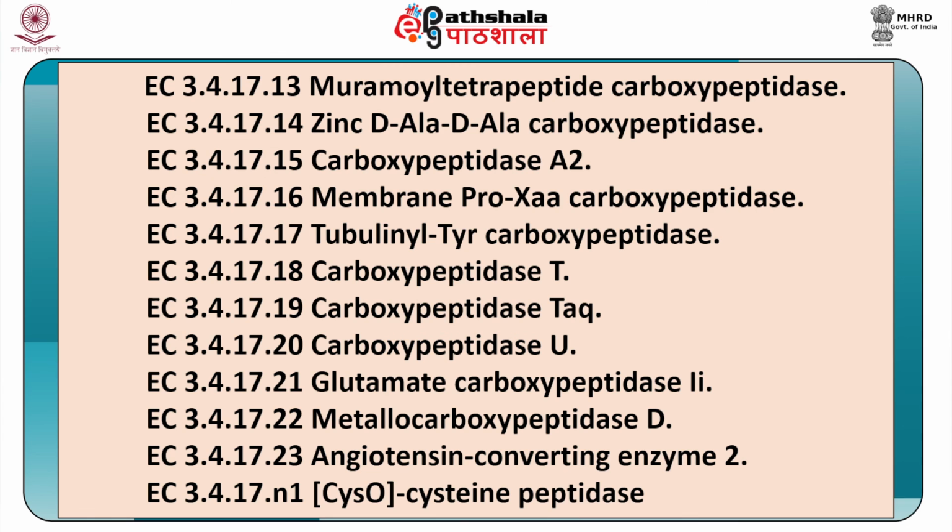Tables here illustrate the meaning of the 4th digit in this 4-digit nomenclature, which is given by IUBMB. So EC3, again we learnt hydrolases, EC3.4, if it is peptide hydrolases, EC3.4.17, if it is metallocarboxypeptidases, again when the 4th digit is 1, it is going to mean carboxypeptidase A. When the 4th digit is 2, it means carboxypeptidase B, and so on.